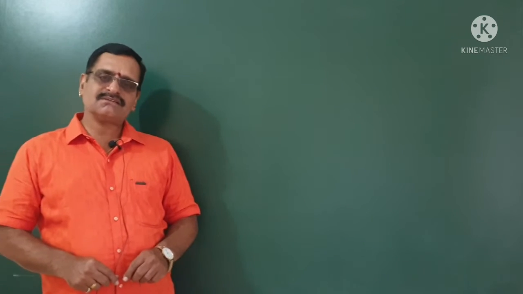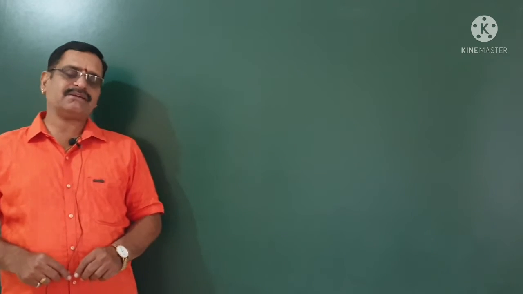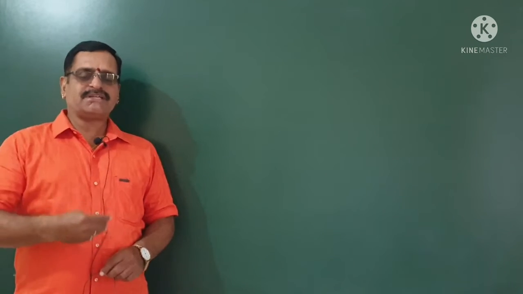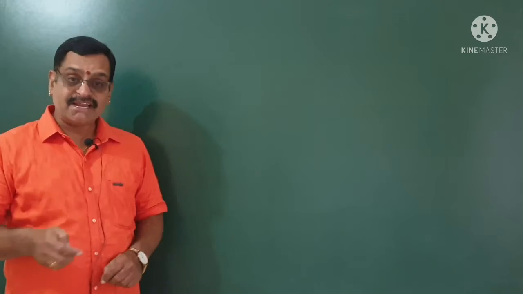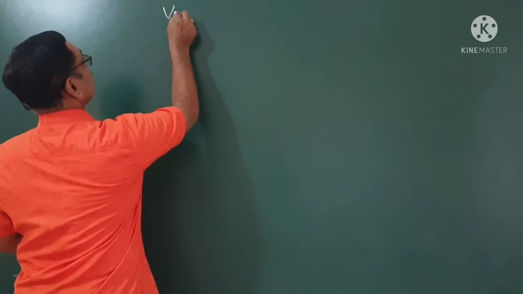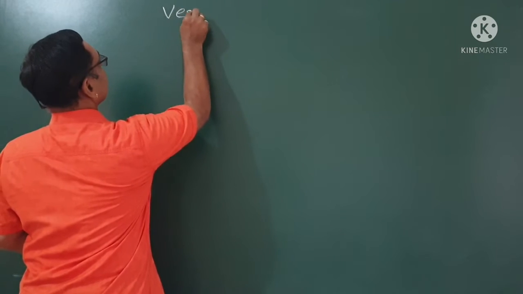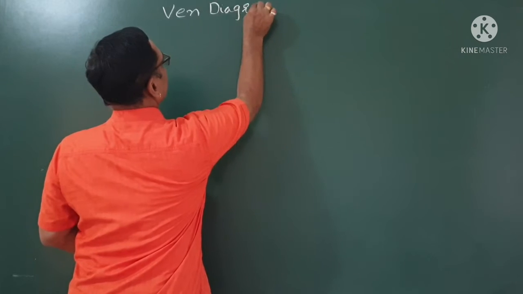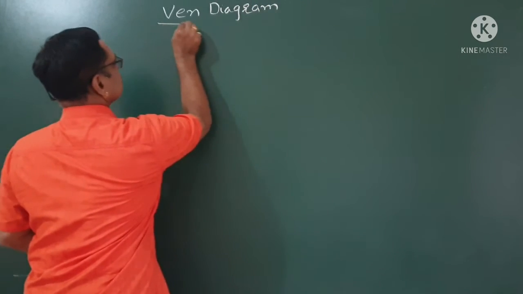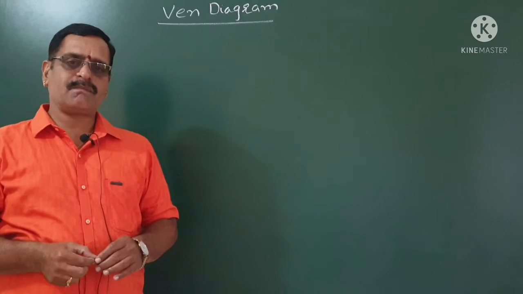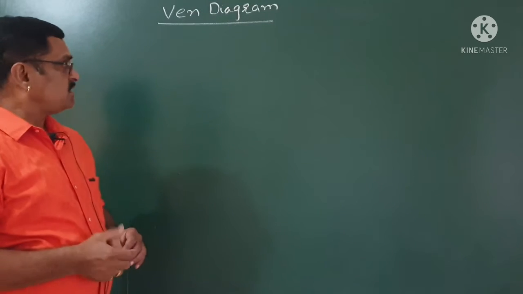We are discussing the chapter set theory. Now, the present topic is Venn diagram, and it's a very, very important concept. What is this Venn diagram?